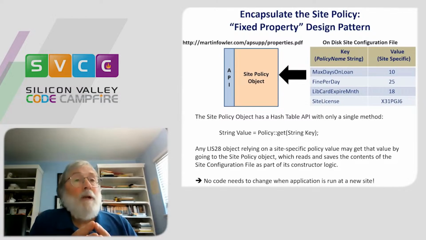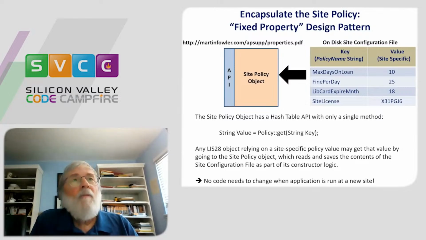The site policy object uses a hash table. And again, I'm not going to get into what a hash table is, but it is a data structure that if you give it a key, it immediately returns a value. In this particular case, we're looking at a library system, or whatever the name of the application is. Any object in that application relying on a site-specific policy may get the value by going to the site policy object. No code needs to change when the application is run at a new site.